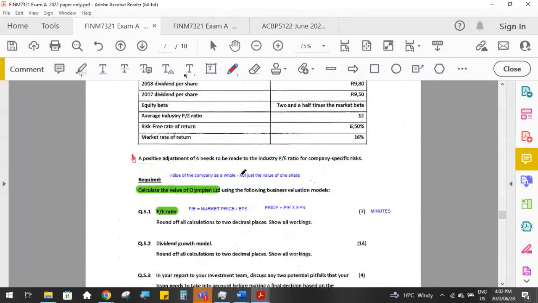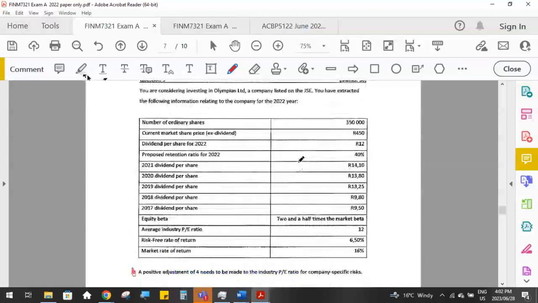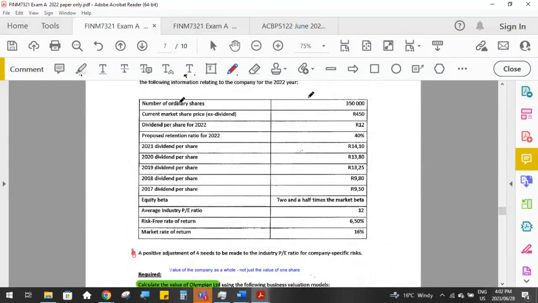Okay, so now let's go. So basically this is where we're going. PE ratio is equal to the market price divided by the EPS. So let's go and see what information we have got. We've got the number of ordinary shares. We've got the current market price, ex-dividend. Ex-dividend means after the last dividend has been paid. So the latest dividend was 12 Rand. So in other words, in 2022, after the dividend was declared, the share is trading at 450 Rand a share. The proposed retention ratio for 2022 is 40%.